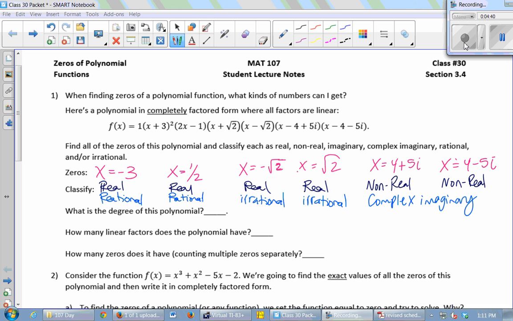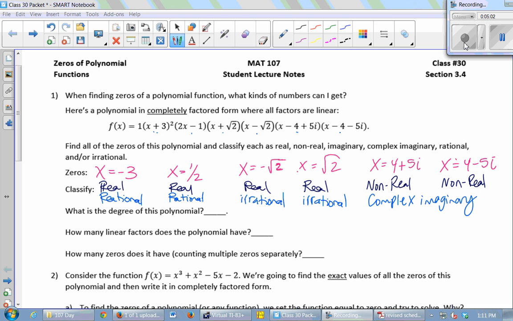What is the degree of this polynomial? How do you get 7? If you count up the number of linear factors, x plus 3 is squared, which means x plus 3 is a factor twice. So you go 1, 2, 3, 4, 5, 6, 7.